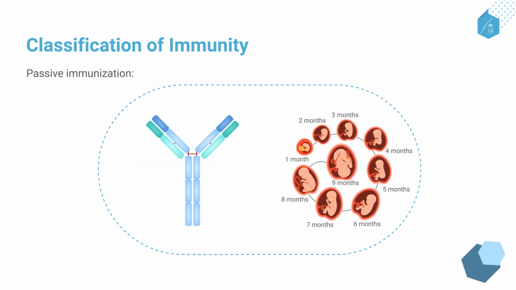Passive immunization. This occurs by transfer of ready-made antibodies from one individual to another. It occurs naturally by transplacental transfer of maternal antibodies to the developing fetus, or it can be induced artificially by injecting a recipient with exogenous antibodies targeted to a specific pathogen or toxin.